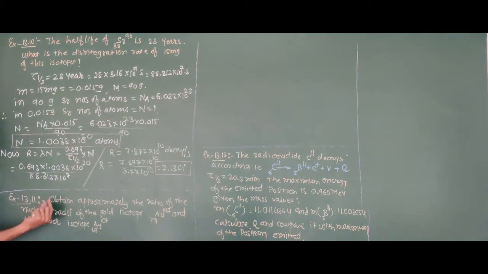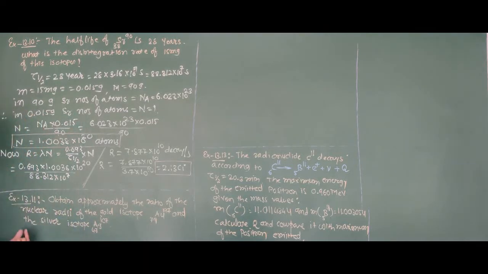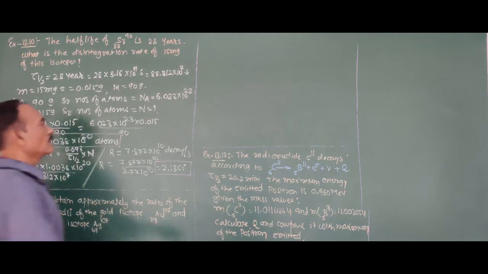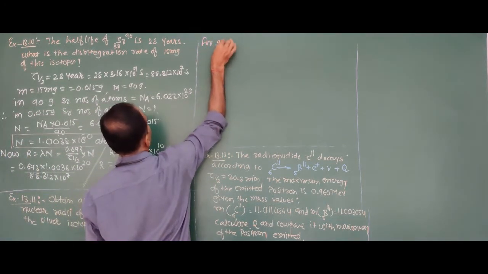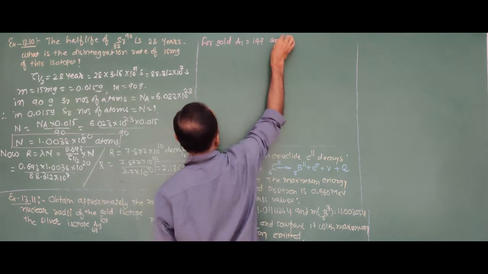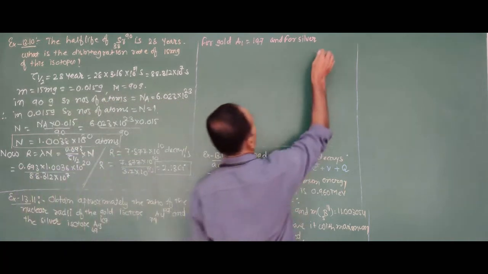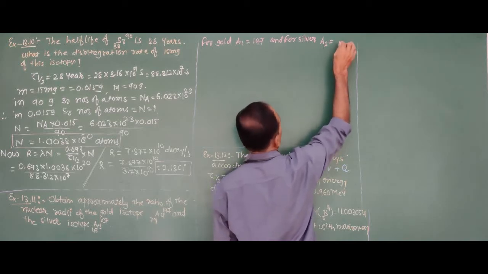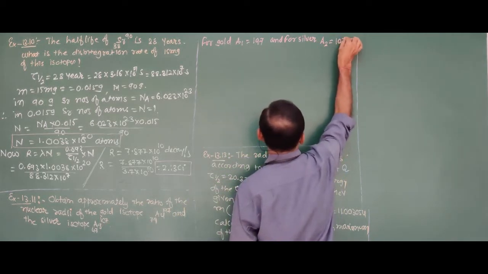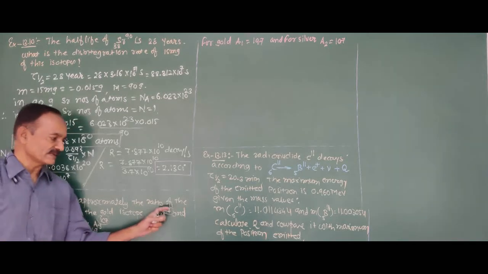Okay. Now the next is to obtain approximately the ratio of the nuclear radii of the gold isotope Au 79, 197 and the silver isotope Ag 47, 107. Now we know that for gold, the atomic mass number A1 is equal to 197, and for silver, the atomic mass number A2 is 107. Now listen, that is the atomic mass number: for gold 197.